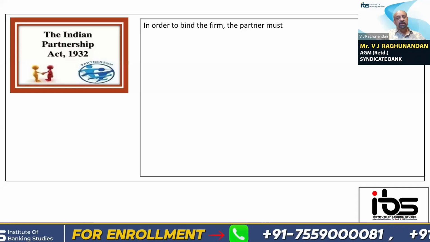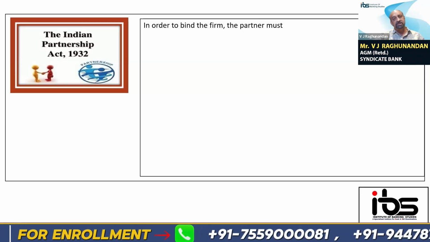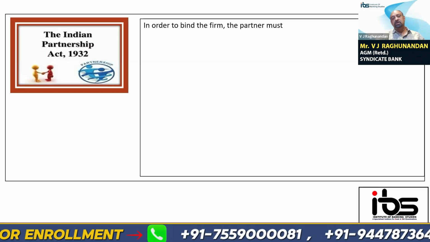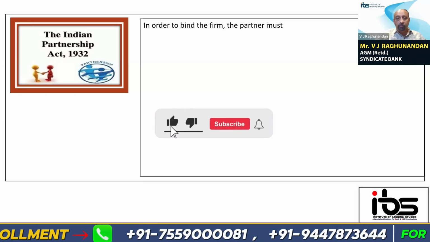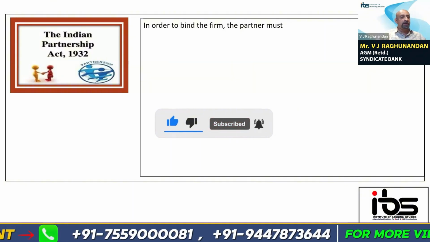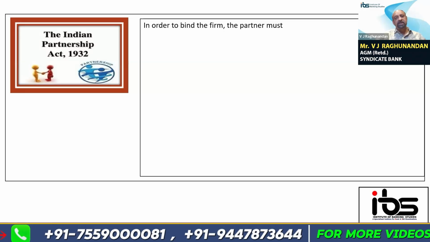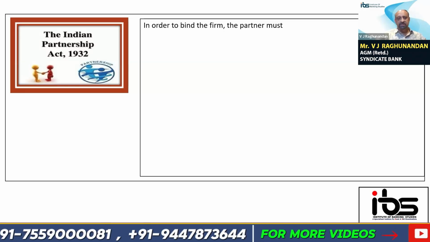So, good evening, friends. We will move into the Indian Partnership Act 1932, where we will be discussing one type of borrower, partnership firms, right? In order to bind the firm, in the last session, we discussed that the partner can bind the firm through any of his acts, except in certain cases.